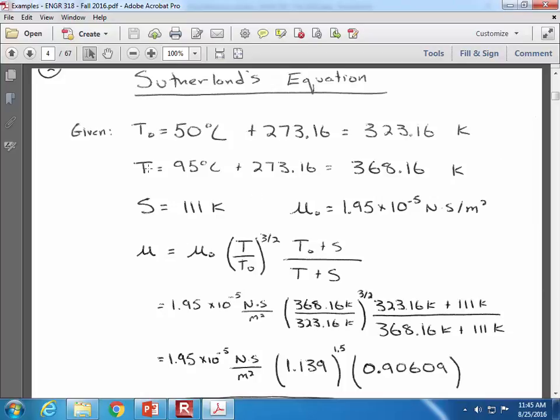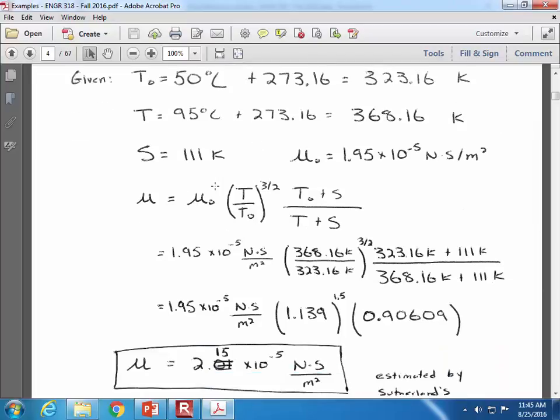We've got the Sutherland constant. Just do the substitutions. And when you do, I hope you got 2.15 times 10 to the minus fifth Newton seconds per meter squared. So that's the estimated viscosity, based on what the viscosity was at another temperature.